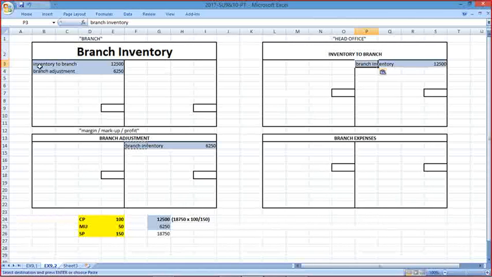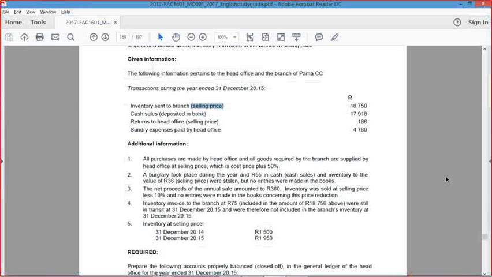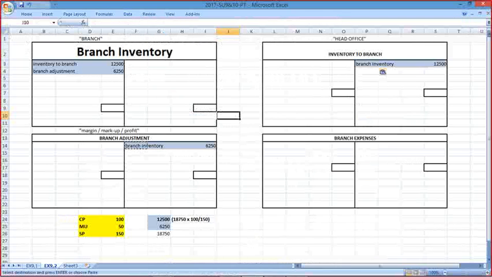Okay, so do you see how your debits and credits match there? There's the debit, there's the credit. Happy with that bit? Yep. Great. Next. Cash sales. Where does this go? Cash sales. You will credit your inventory account.